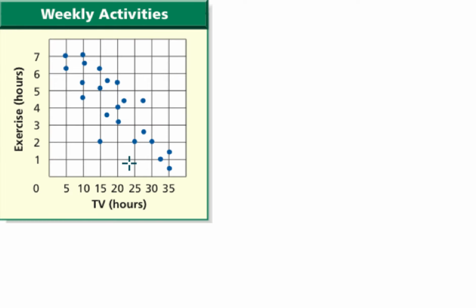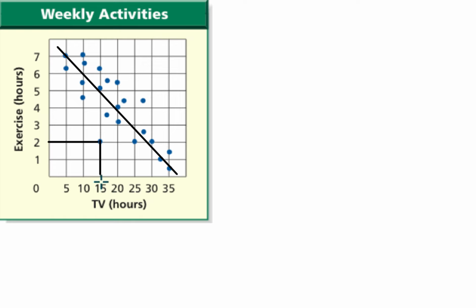Okay, weekly activities. The amount of time spent watching TV versus exercise. Now, oh look, TV hours are counting by 5, so getting quite a bit of TV time. Exercise hours are counting by 1. It appears, though, that as you spend more time watching TV, you tend to spend less time exercising. This one right here I would think of as being an outlier. This person only spends 15 hours watching TV, and exercises very little at only 2 hours.